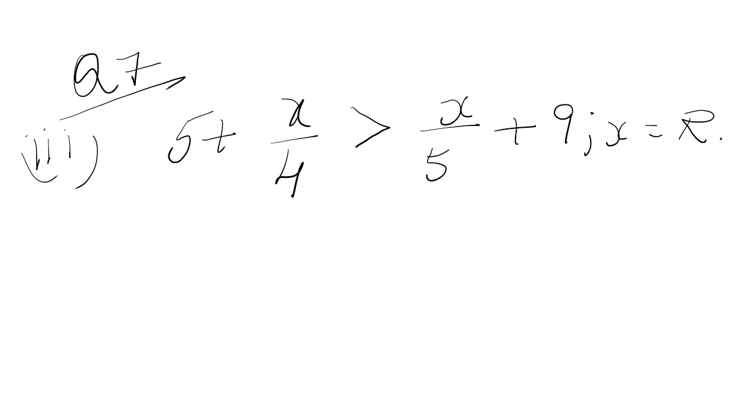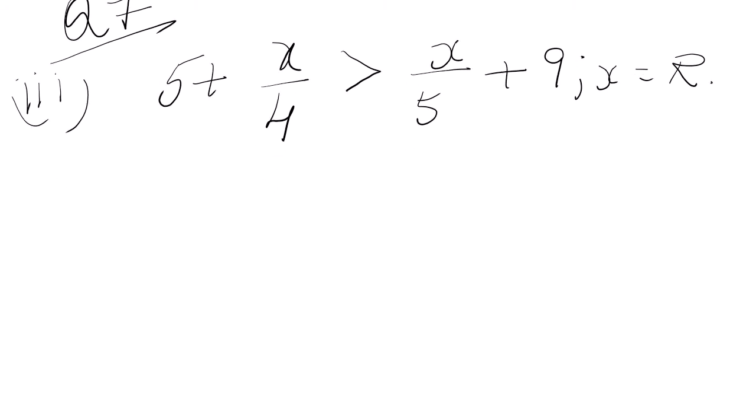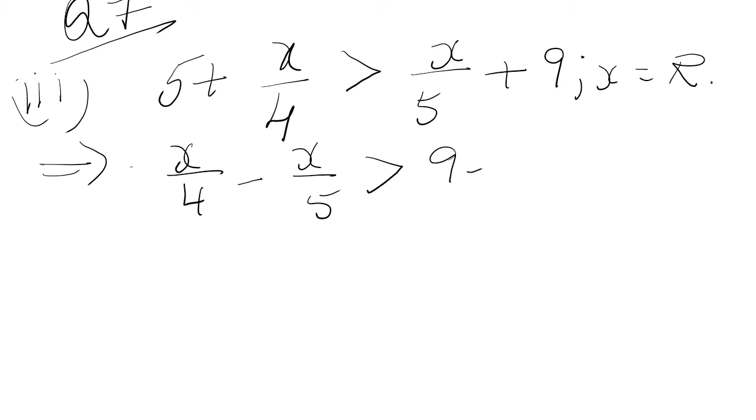So real numbers include every number, every fraction, negative numbers, integers, positive numbers, all are included in real numbers. Okay, so this is the inequation. We keep this x upon 4 here and bring x upon 5 this side and take 5 to the other side. So x upon 4 minus x upon 5 is greater than 9 minus 5. Understood?